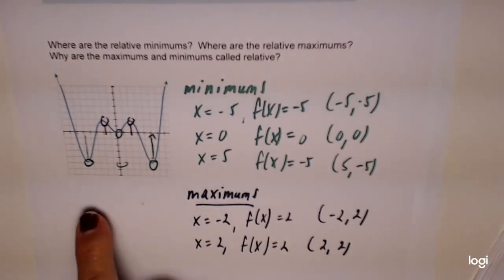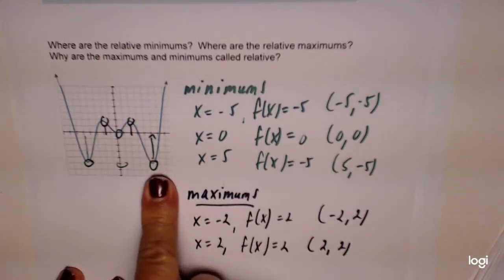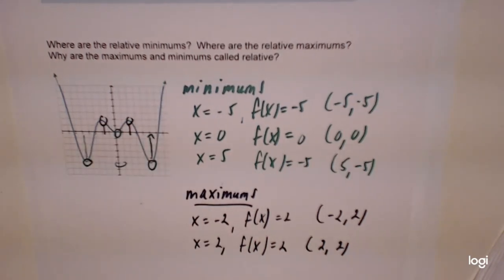We had 3 relative minimums and 2 relative maximums, which brings us to the last question. Why are they called relative maximums and minimums? If we were in the classroom, I'd be waiting now for you to come up with your observations, but since I can't hear you through the video, I'll have to keep talking about this.